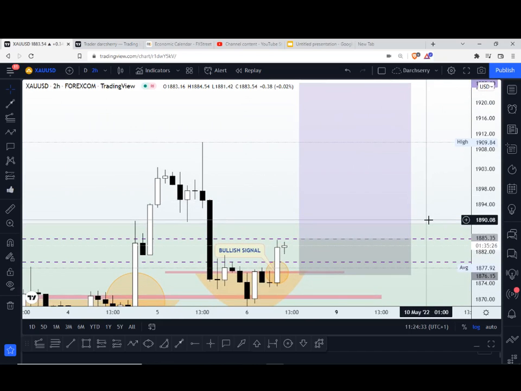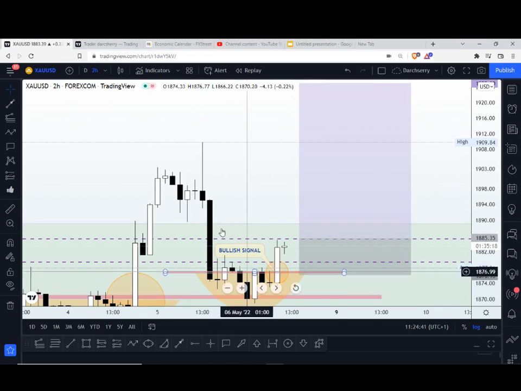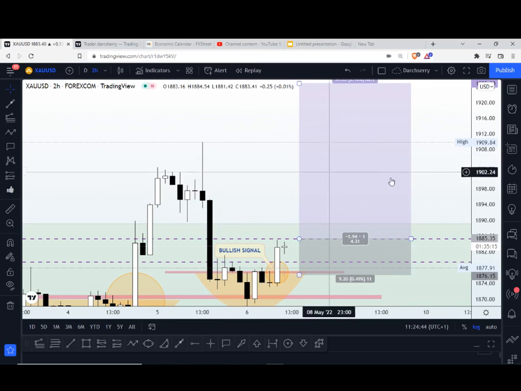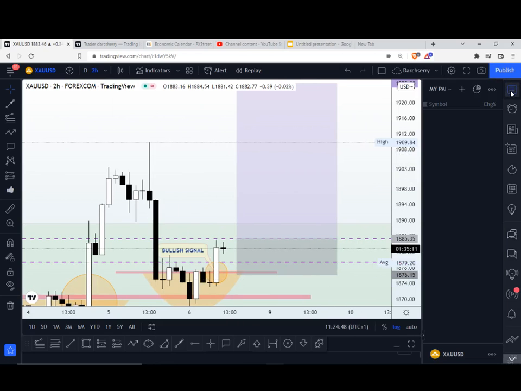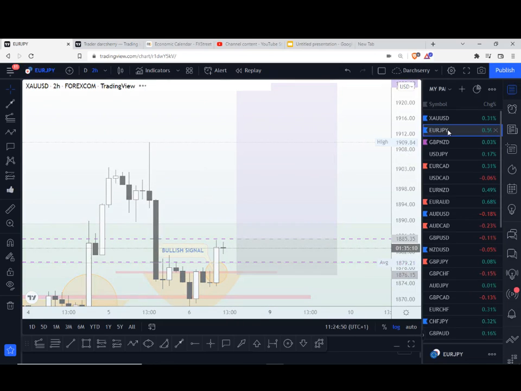So I don't know if there are questions on XAUUSD, on gold, so far. In the absence of any, we'll move on to the next pair I'll be looking at, and that is EURJPY.